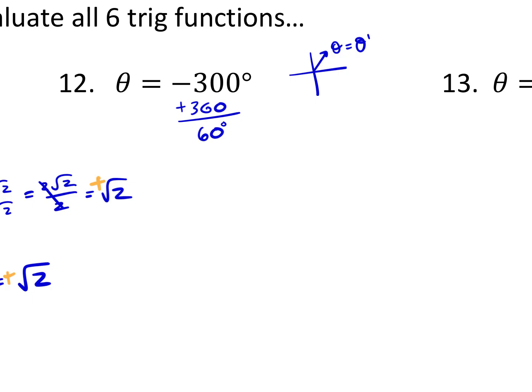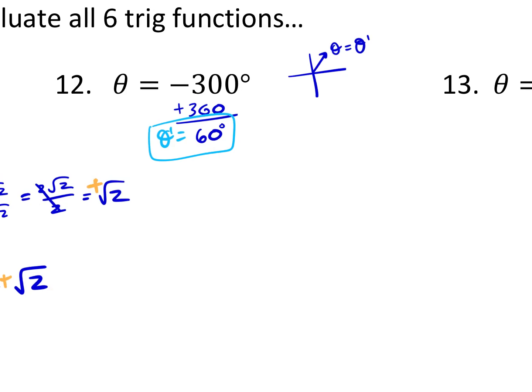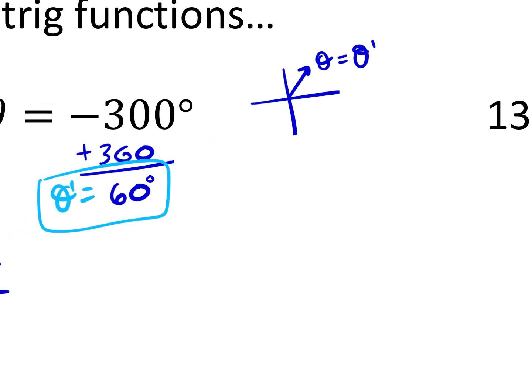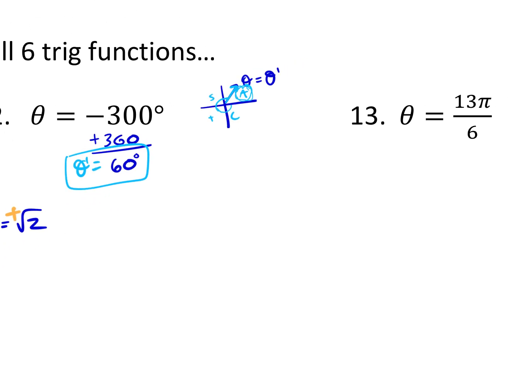So here we're looking for all 6 trig functions of 60 degrees. Negative 300 degrees is in which quadrant? If I go negative 300 degrees, which quadrant am I in? The first quadrant. So what's positive in the first quadrant? Everything. All students take calculus. Everything is positive in the first quadrant. So all of our signs would be positive. Let's do 13.